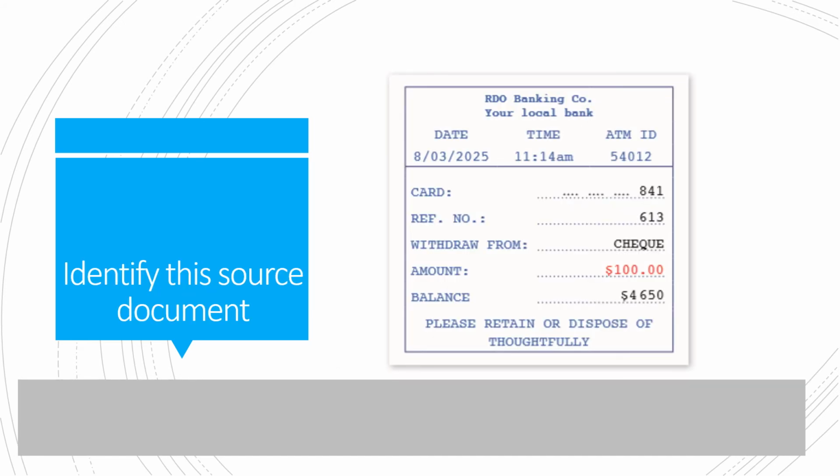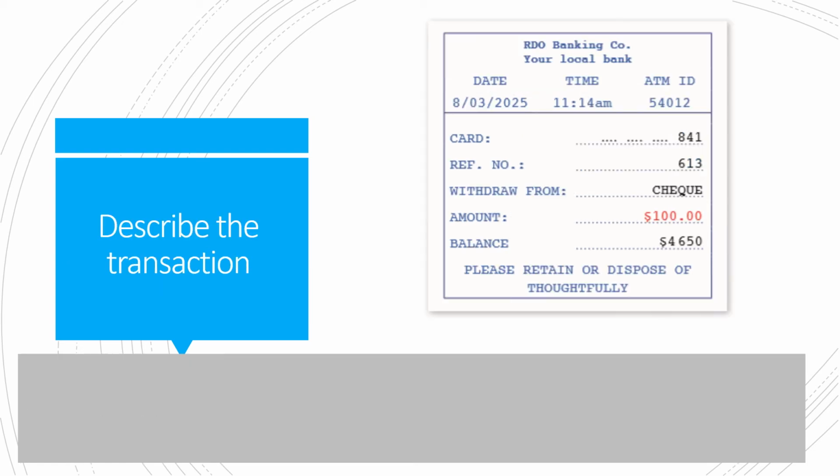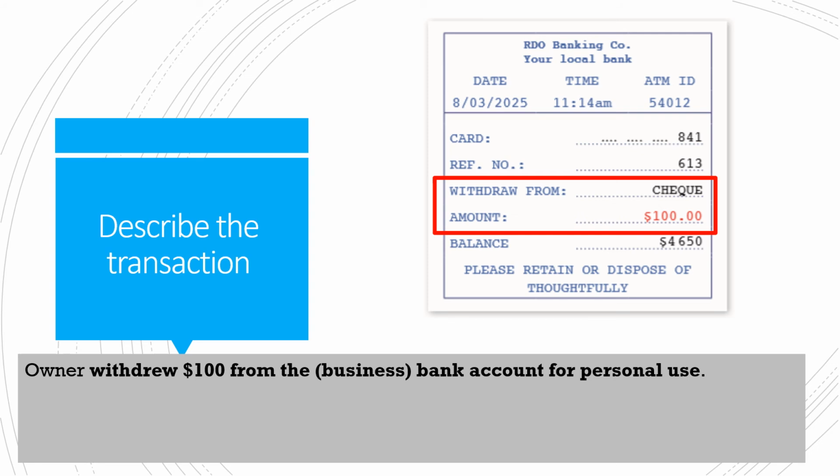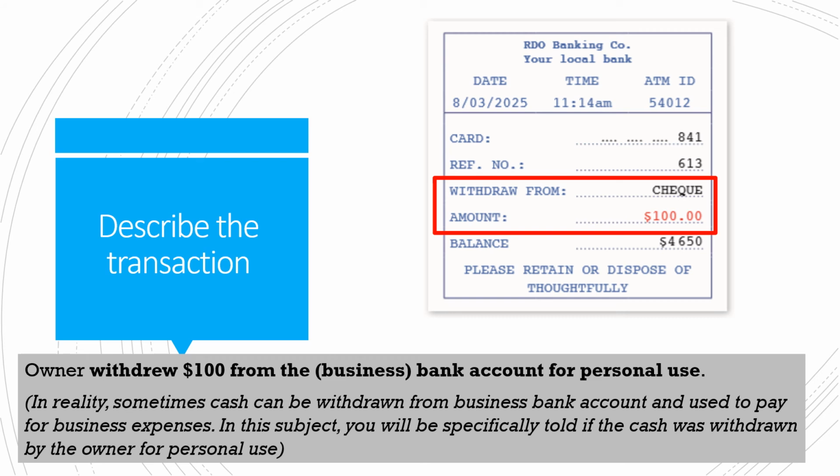Do you know what this source document is? If you have withdrawn money from your bank account from the ATM, this might look familiar to you. This is an ATM document. From this ATM document, we can see that $100 was withdrawn from the check account. The owner has withdrawn $100 from the business bank account for personal use. Note that in reality, sometimes cash can be withdrawn from the business bank account and used to pay for business expenses. In this subject, you will be specifically told if the cash was withdrawn by the owner for personal use.